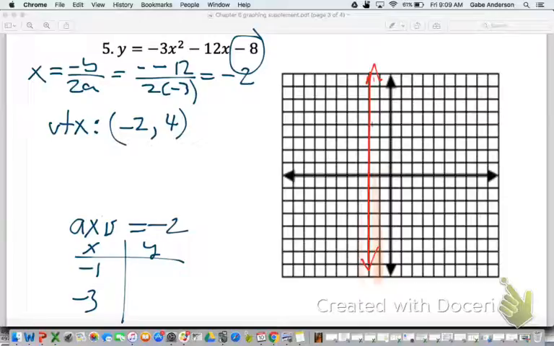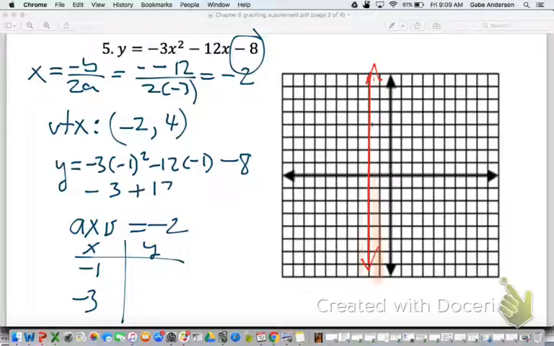Oh, you just put the number. Plug it in for x. So y equals negative 3 times negative 1 squared minus 12 times negative 1 minus 8. So this would be negative 3 plus 12 minus 8. So that would be 9 minus 8, which is 1. So my point would be negative 1, 1.